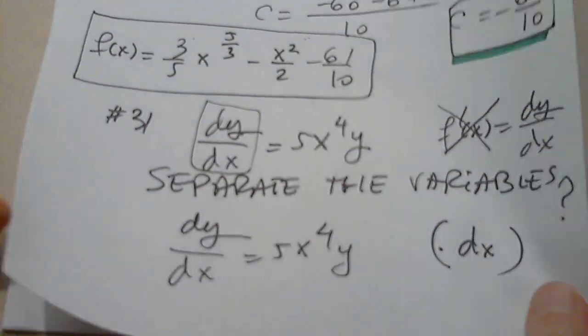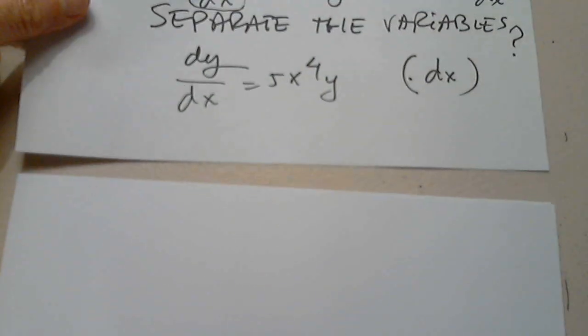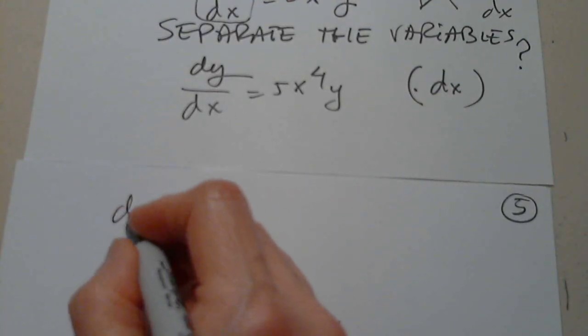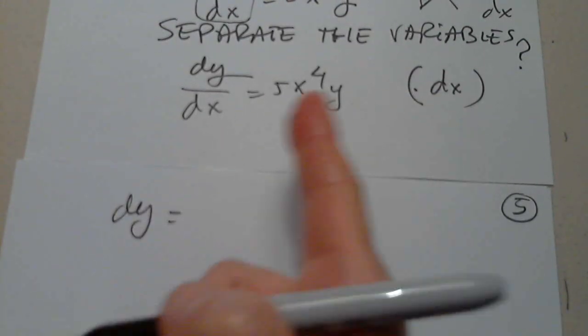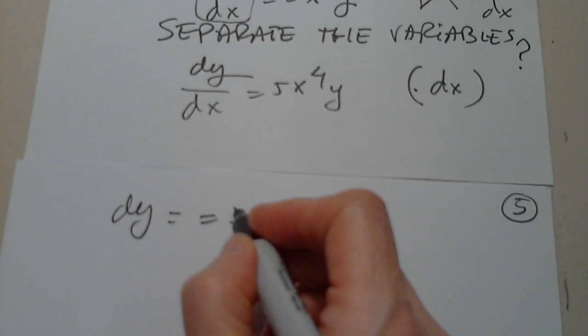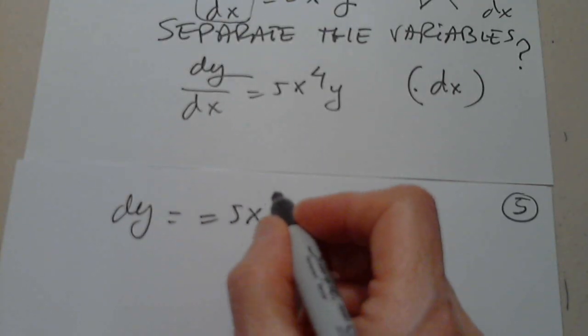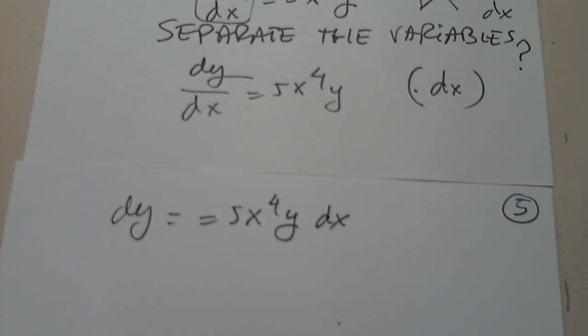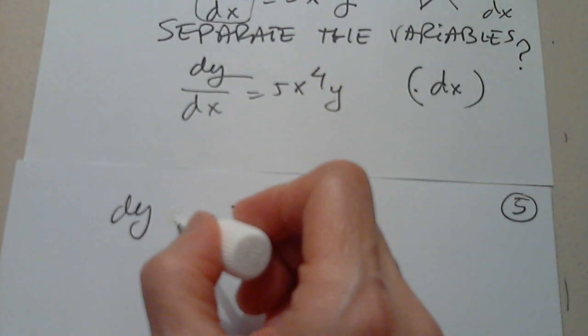Okay, so let's see what happens. When we multiply both sides by dx, we have dy on the left-hand side because dx will simplify. And we have 5x to the 4th y dx on the other. We don't need two equal symbols. Okay, so I am one step closer, but not there yet.